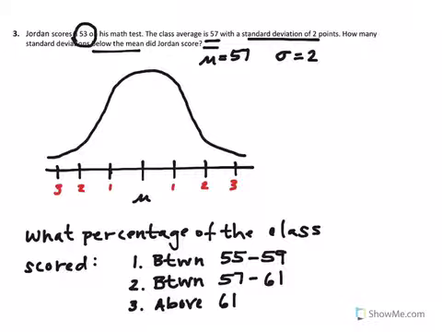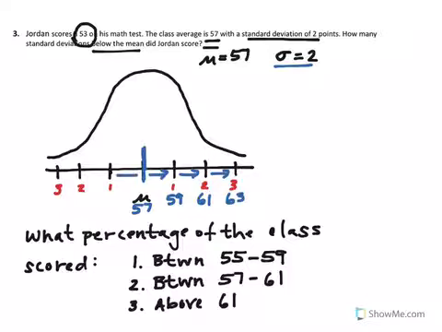So my average, we said, was 57. So that's this middle, right here down the middle. That is my mean. And then it says that there's a standard deviation of 2. That means if we go one standard deviation above the mean, we go up 2. So this would represent 59. And then if we went 2 standard deviations above the mean, we would be at 61. 3 standard deviations above the mean would be 63.